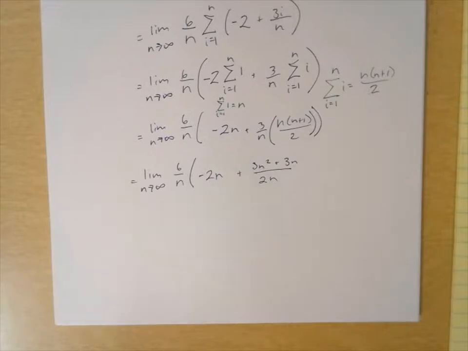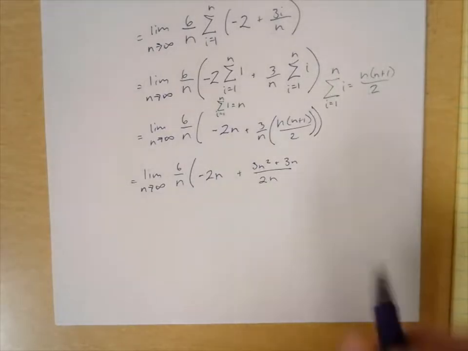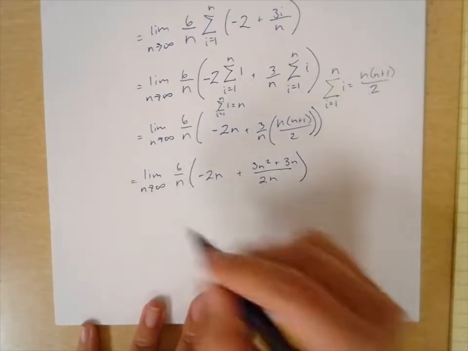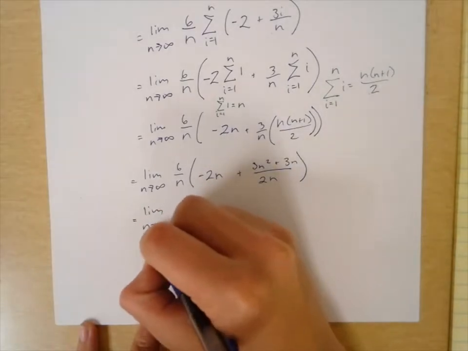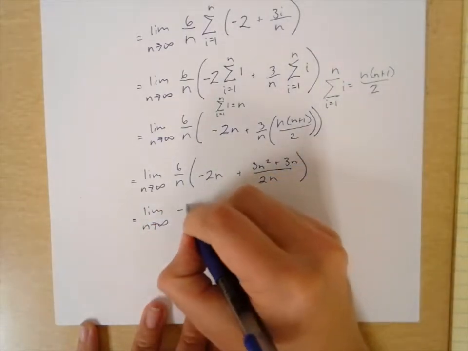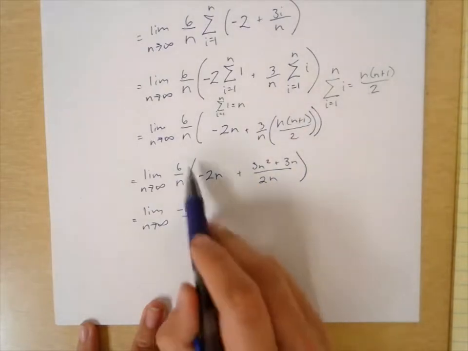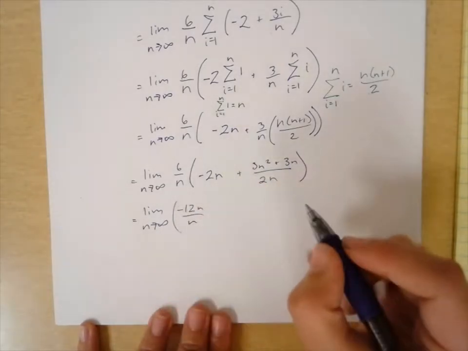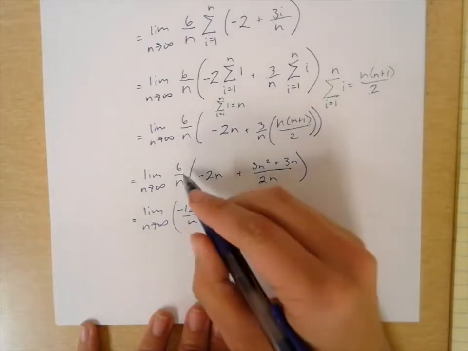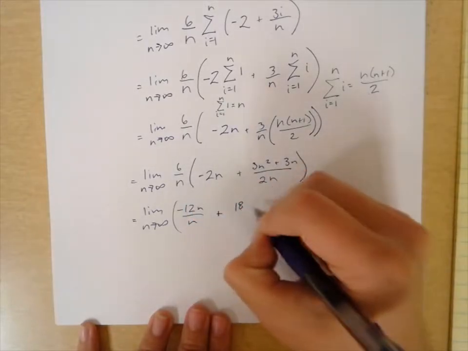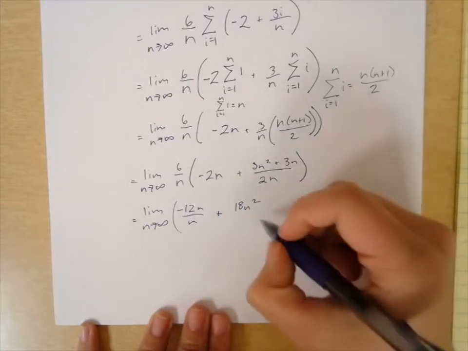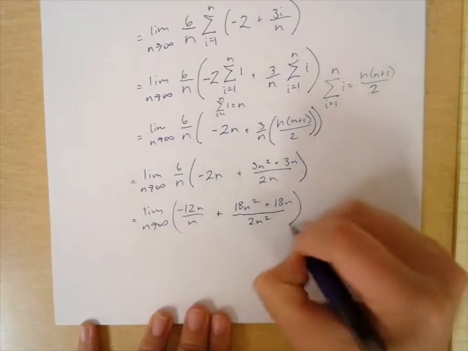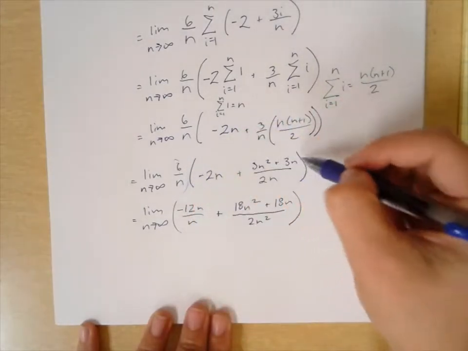And what I need to do from there is take my 6 over n on the outside and distribute it in here. When I do that, I'm going to get negative 12n over n, right? 6n times negative 2n is this, negative 12n. Use your parentheses also. And then I'm going to get 6 times 3, which would be 18n squared. And then 6 times 3n would be 18n. And I have that all over 2n squared. And again, that comes from just distributing this to every piece in here.